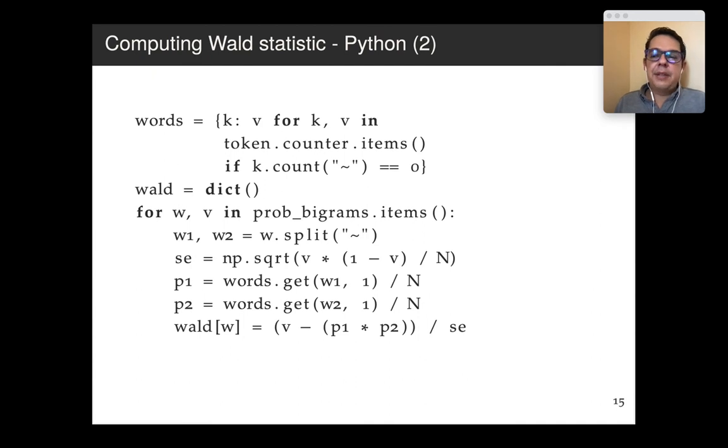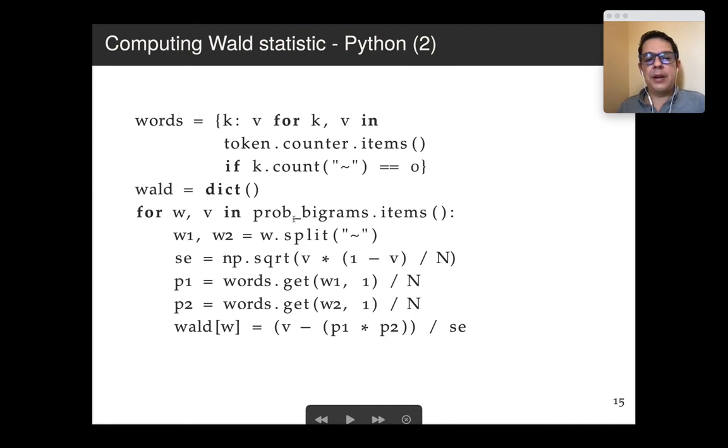Continue. Now that we have this information in a dictionary, what we can do is the same thing, but for the words. In this part, we have a library that has all the bigrams and all the words that are in a corpus. So we extract the words, and we can have the words in a dictionary. Each word is associated with the number of times we have seen that word. So the Wald statistic, we can store it in a dictionary, and we follow exactly the code that I just described in the pseudocode two slides before.